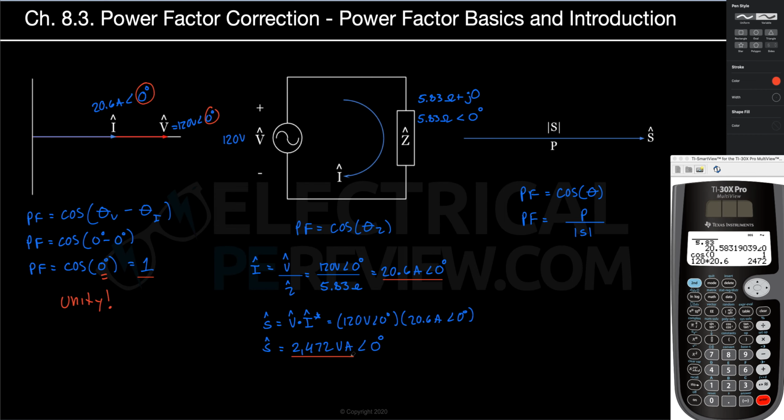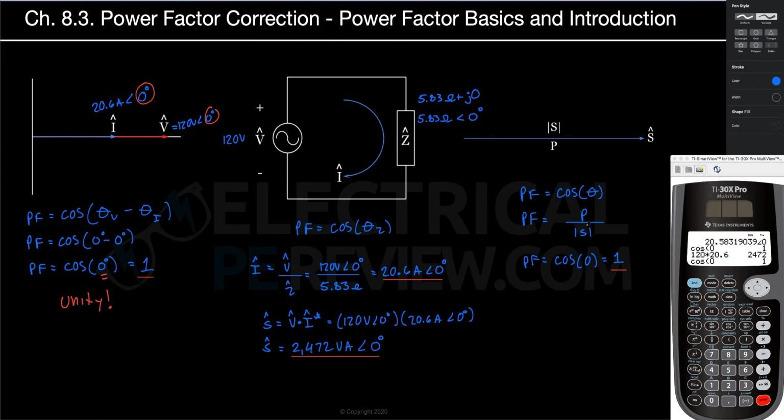You'll notice that our magnitude is the same, but our angle is different. All right, using these two formulas here, we know our theta, right? Our theta is 0 degrees. So power factor is equal to the cosine of theta, which is cos 0, and that's going to give us the same power factor of 1, just like before.